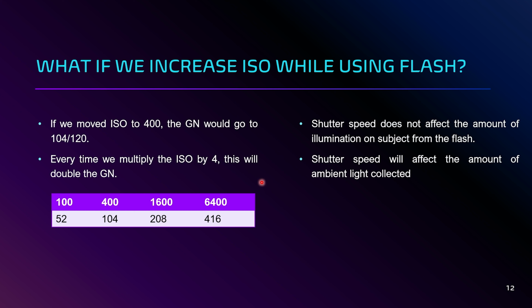So till here we haven't explained shutter speed. We talked about ISO, we talked about aperture, we talked about the light power and everything, but we haven't talked about the shutter speed, because shutter speed does not affect the amount of illumination on the subject from the flash. Shutter speed will affect the amount of ambient light collected. So shutter speed doesn't have any role in the flash lighting. It will have a role only in the ambient light.